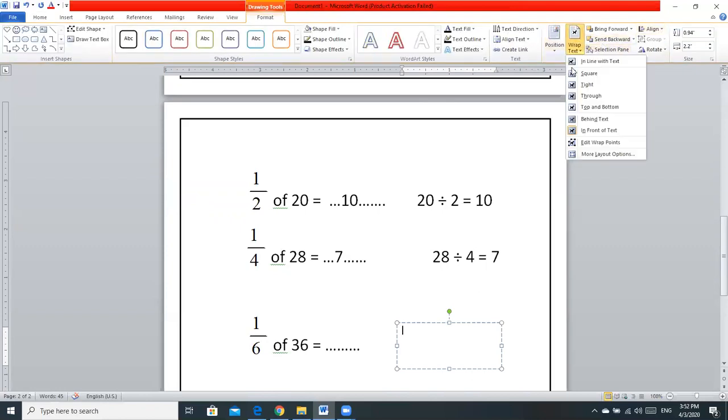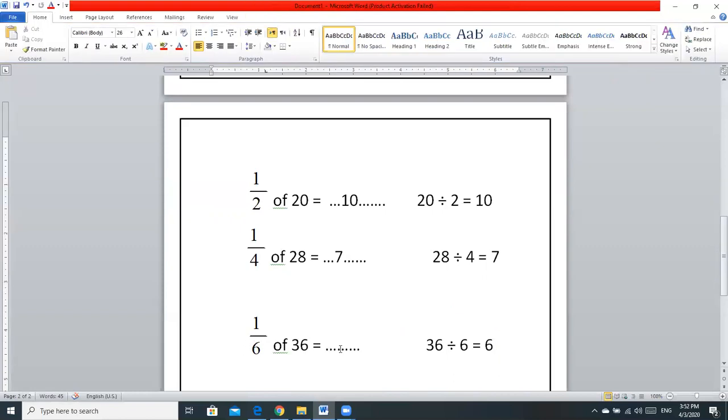36 divided by 6. The answer is 6, because 6 times 6 is equal to 36. And by the way, can I write here 6 divided by 36? No, because we knew that the big number in the division has to be first.